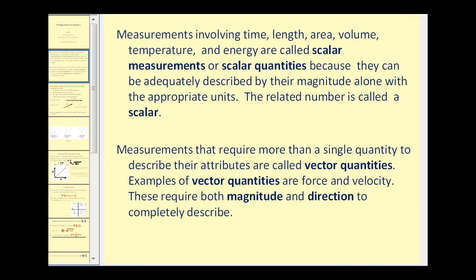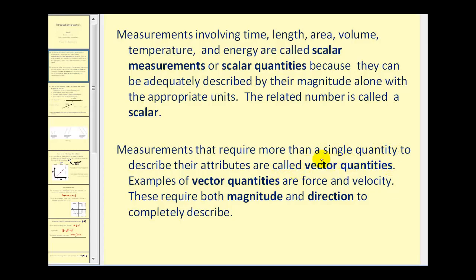Measurements that involve time, length, area, volume, and temperature are called scalar measurements or scalar quantities because they can be adequately described by their magnitude alone with the appropriate units. The related number is called a scalar. For example, when we talk about the temperature outside, if it's 85 degrees, that's enough information to describe how warm it is outside.